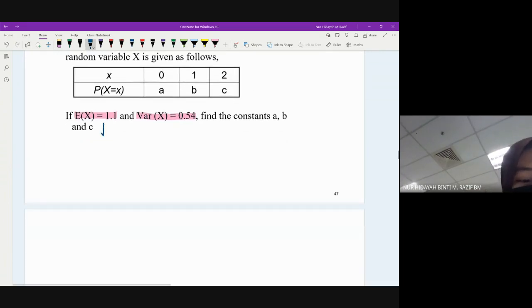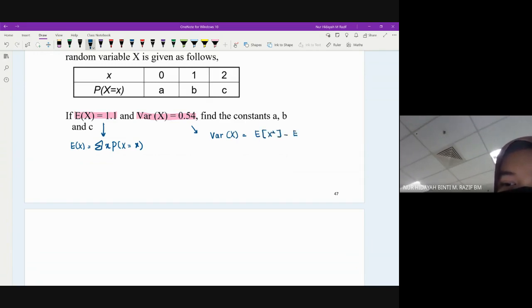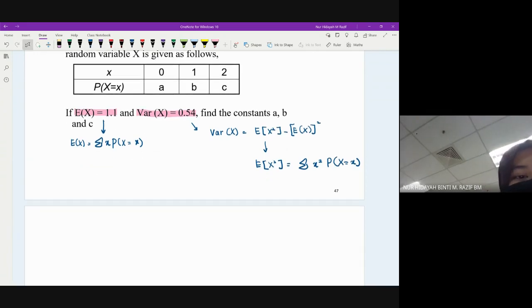First we are going to use this info in the formula expected value of x is the summation of x darab dengan probability x is equal to x. Untuk yang ni pula kita ada variance of x should be equal to the expected value of x kuasa 2 ditolakkan dengan expected value of x everything square. Okay, yang mana untuk cari expected value of x kuasa 2, kita tahu this is equal to the summation of x kuasa 2 darab probability x is equal to x. So those are the formulas that we need to use. Kita buat satu per satu.